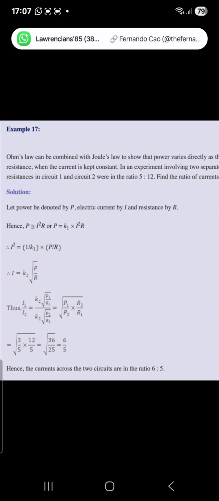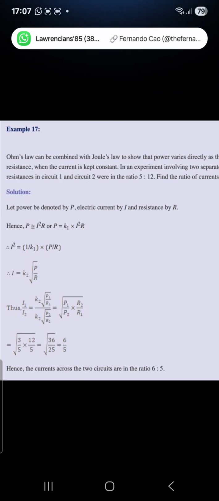Another question in proportion. It has got Joule's law, Ohm's law and all that. We need not be confused about that, okay? If we see Ohm's law, Joule's law, we might think that this is based on science, which it is. But then even if you don't know Ohm's law and Joule's law, you can do this question.